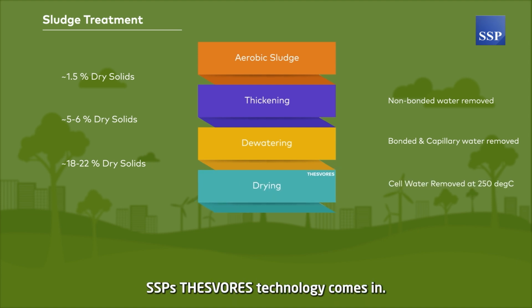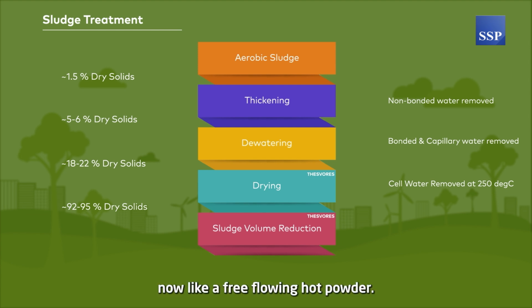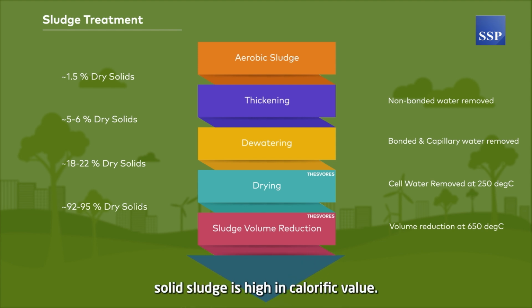This is where SSP's THESVORES technology comes in. THESVORES stands for Thermal Stabilization and Volume Reduction of Sludge. THESVORES takes the 18 to 22% dry solid sludge from the dewatering stage and then dries it at around 250 degrees Celsius to remove the water at the cellular level. After this stage, the sludge is 92 to 95% dry and it's now like a free-flowing hot powder. This 95% dry solid sludge is high in calorific value. We use this dry powder as a fuel in THESVORES to dry the sludge.